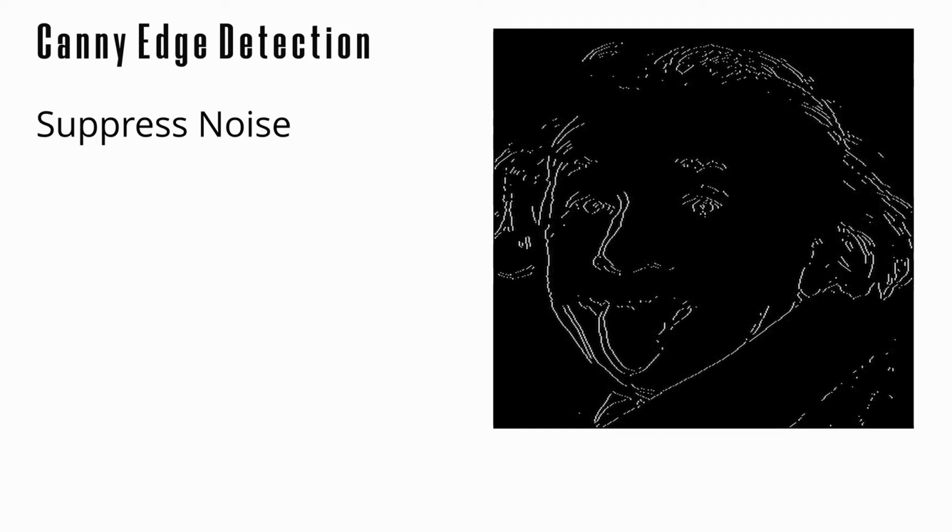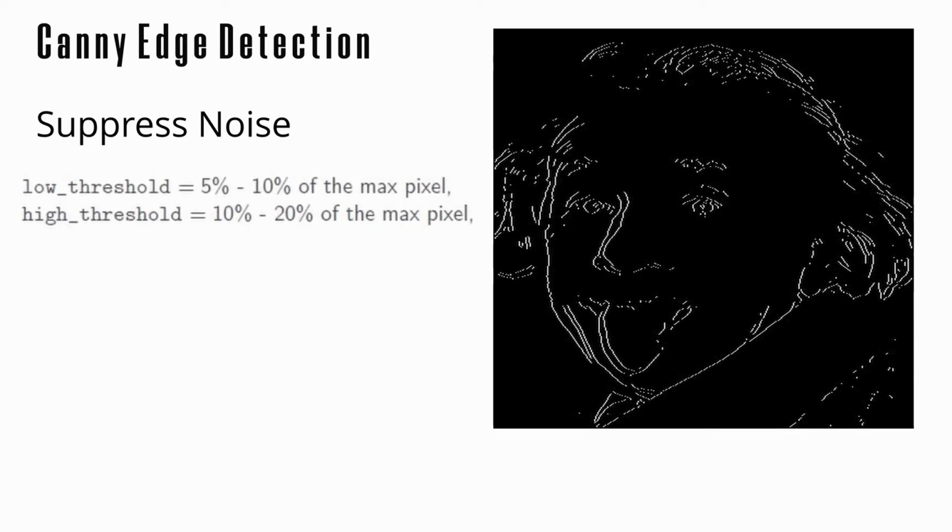After the last process of thinning the edges, we need to suppress the noise in the picture to single out our edges. If you really think about it, all we want to do is remove stray pixels. To do this, we need to set thresholds of the pixels that we believe are weak. The threshold can vary from picture to picture depending on how much noise you want to eliminate. For now, we set the low threshold between 5 to 10% of the max pixel and a high threshold between 10 to 20% of the max pixel.